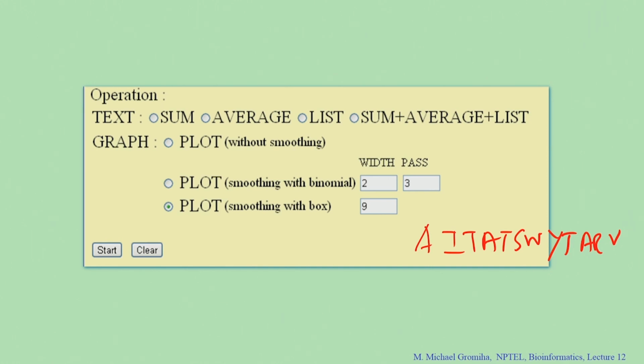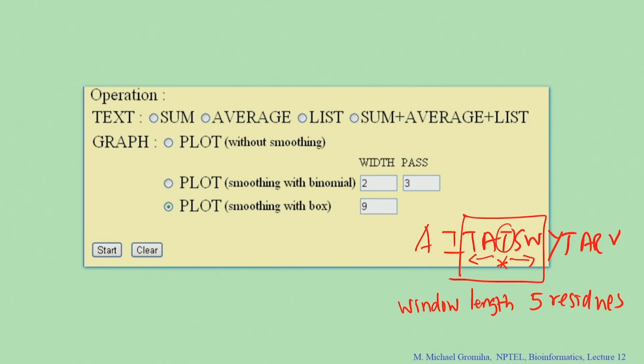If you take a window length of, for example, 5 residues, what do they do? They make a window considering 5 residues, 2 from the left side and 2 from the right side, for the N and C sides. So this is the central one. They make a window of 5, calculate the average value, and plot it for the central one.